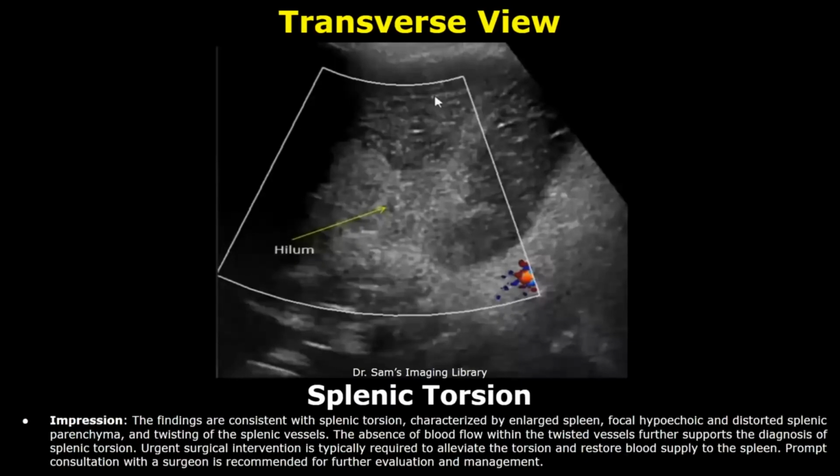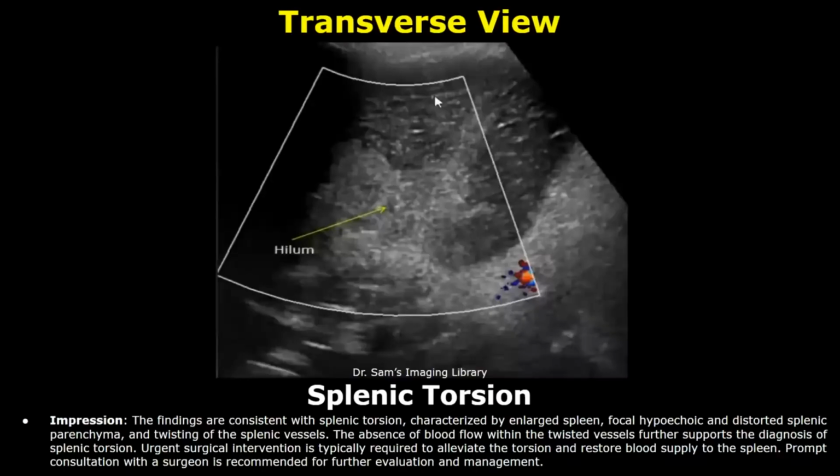In the impression, you can write about the focal hypoechoic and distorted splenic parenchyma and twisting of splenic vessels, and also mention the absence of blood flow within these twisted vessels. And in the end, you can write about clinical correlation.